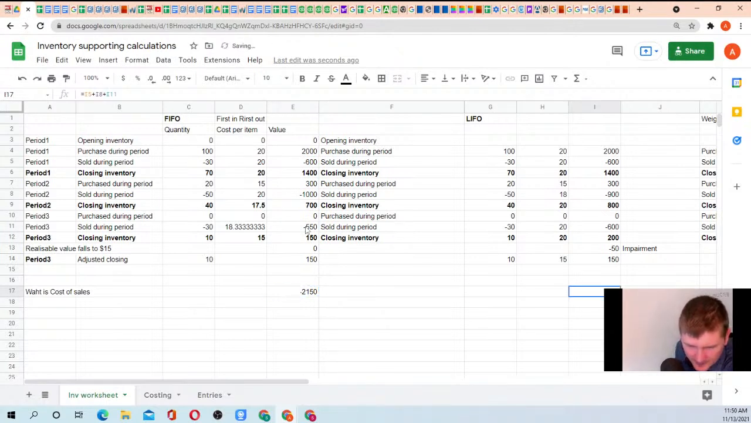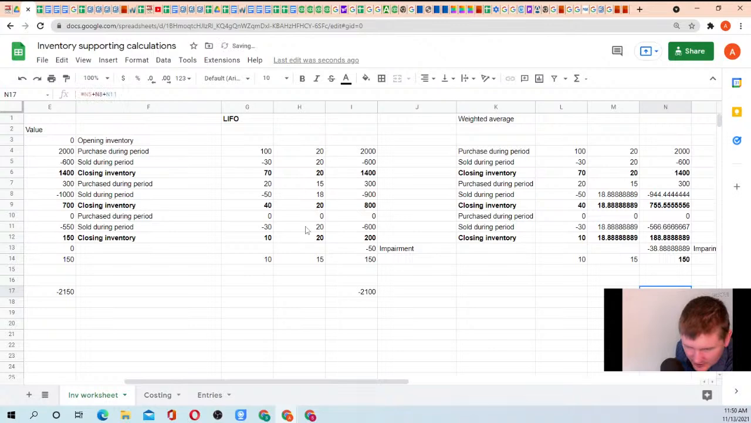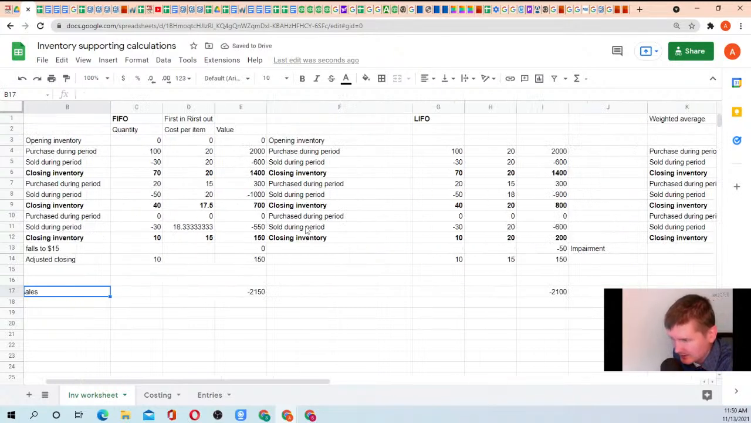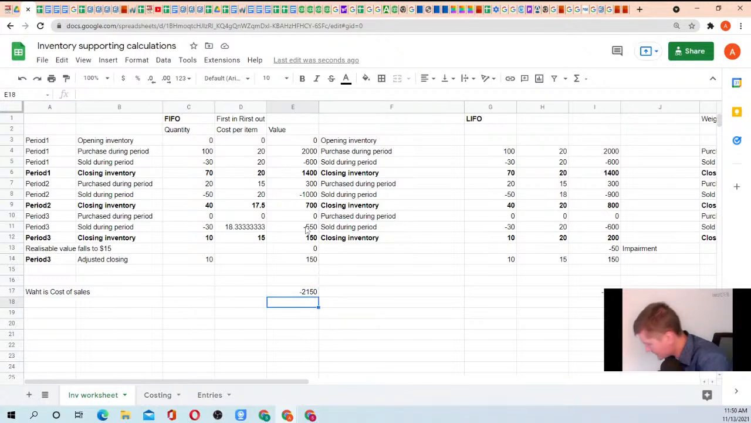2160 under LIFO, 2150 under FIFO, 2100, and weighted average 2111. And that's the highest due to inventory decreasing.